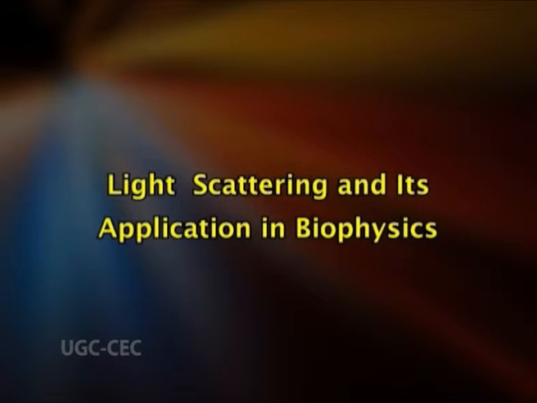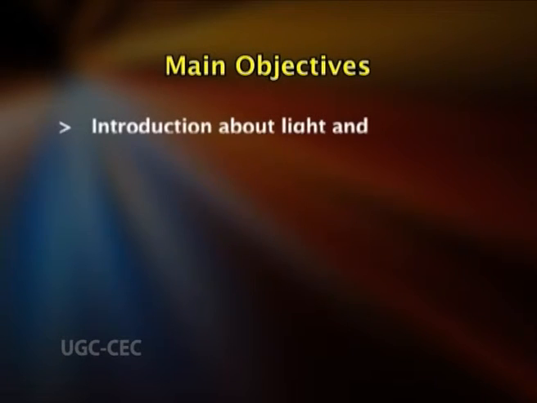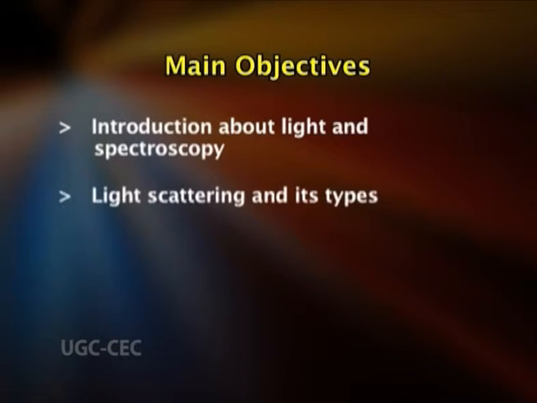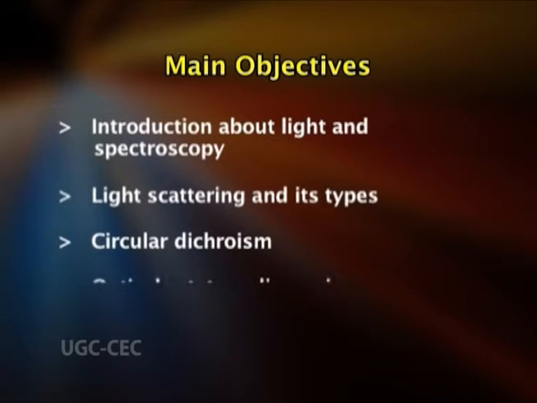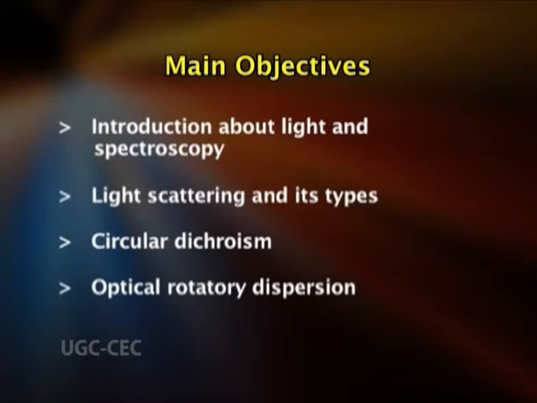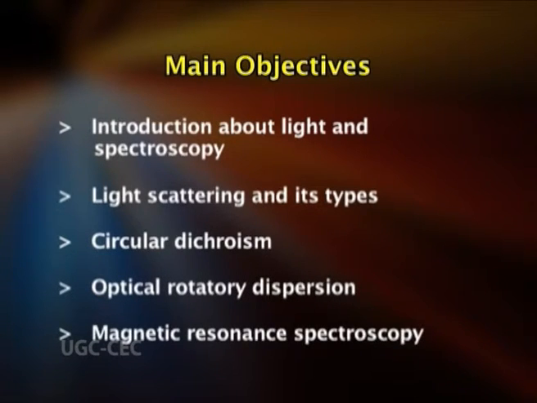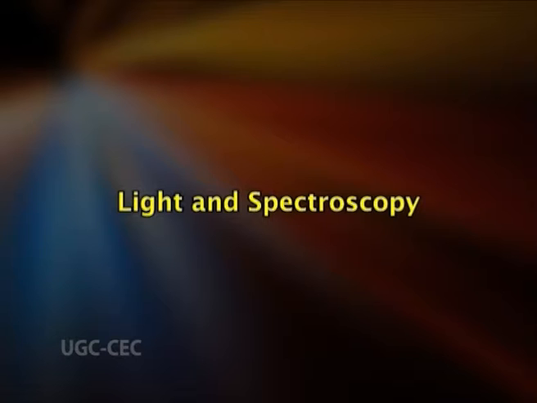Today we are discussing light scattering and its application in biophysics. Objectives of today's lecture are introduction about light and spectroscopy, light scattering and its types, circular dichroism, optical rotatory dispersion and magnetic resonance spectroscopy. Let's first talk about light and spectroscopy.